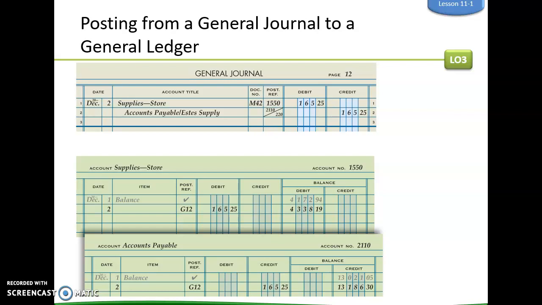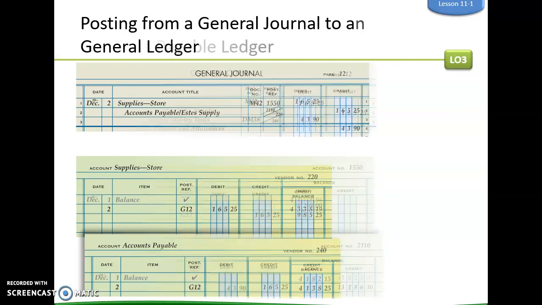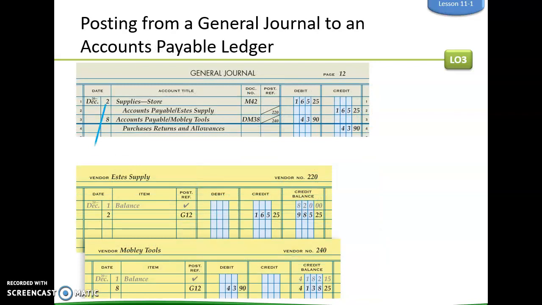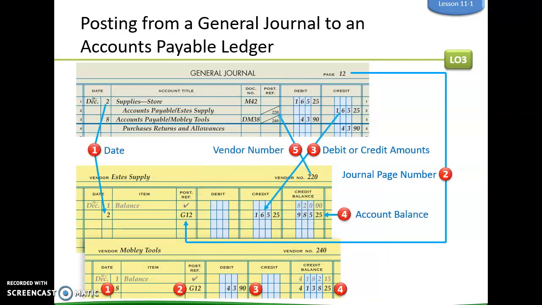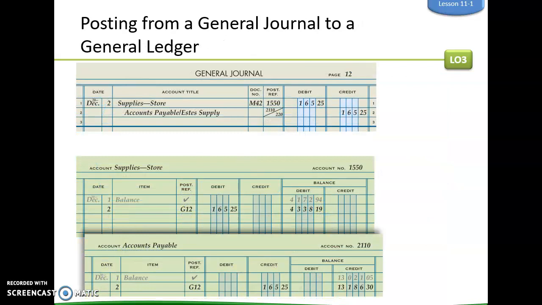So you see here our transaction that we did in the general journal. The two accounts we've already posted back here to our accounts payable ledger. So now it's going to go through all of those again. Now we're going to post to our general ledger. So we have two accounts we're going to work with, and that's supplies and accounts payable. Again, that controlling accounts payable account.